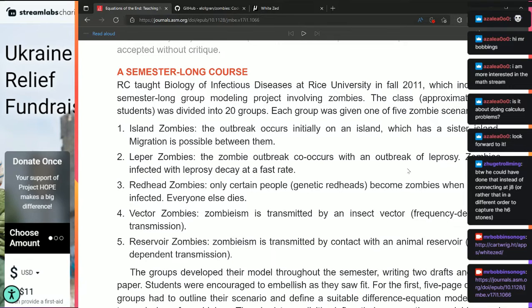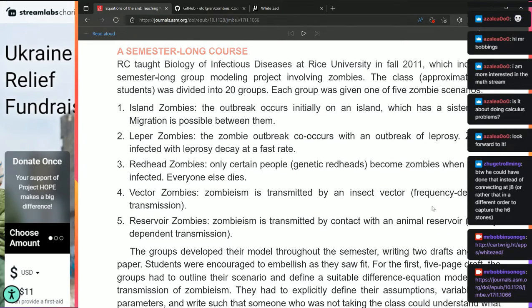Vector zombies. Oh, okay, so that's what a vector means. So zombieism is transmitted by an insect, frequency dependent transmission. And reservoir zombies. So zombieism is transmitted by contact with an animal reservoir, and that's a density dependent transmission.